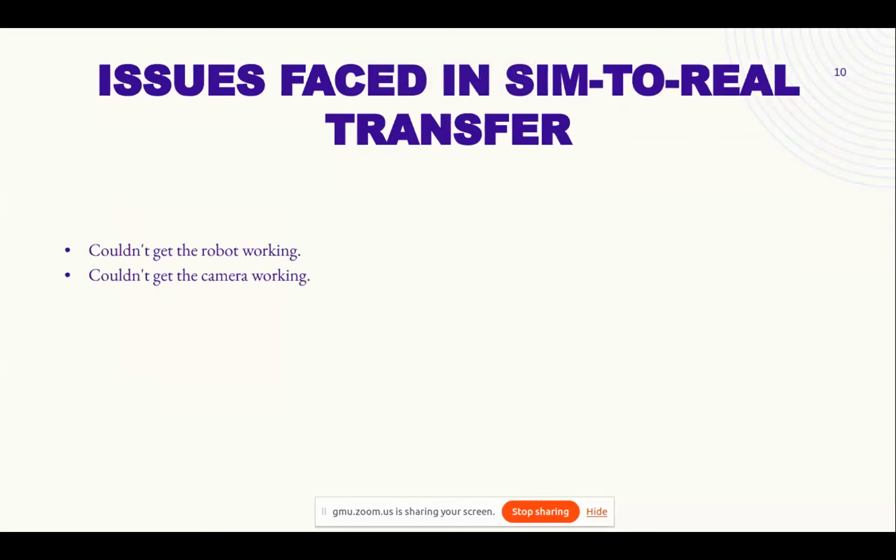I wanted to talk a little bit about the issues I faced in the sim to real transfer. First of all, I couldn't get the robot working and I had to spend some time fixing the robot itself. And then I couldn't get the camera working, which is why you saw the black and white image. I wanted to get the RGB images, but I had to work on making the camera work. Special thanks to Aniket for helping with that. The image size published in the simulation and the robot were completely different. So I was actually able to do the bird's eye view first on the robot and then in the simulation. It was actually the other way around.